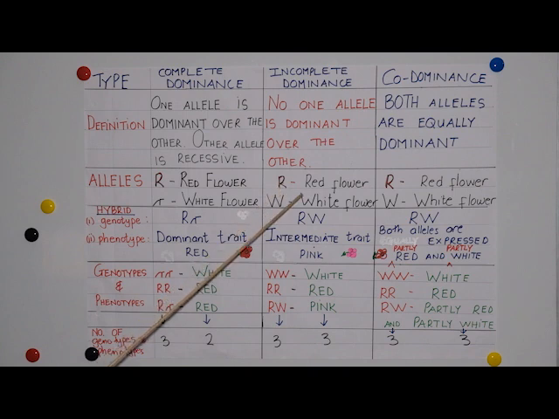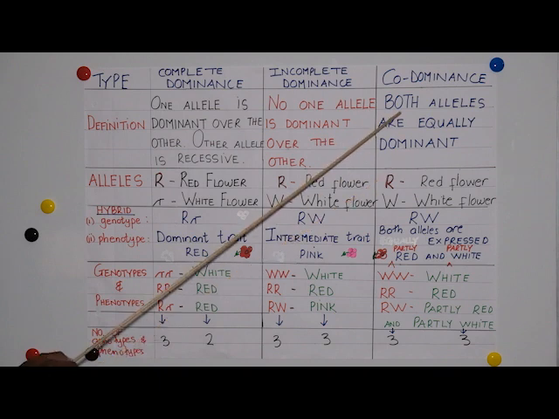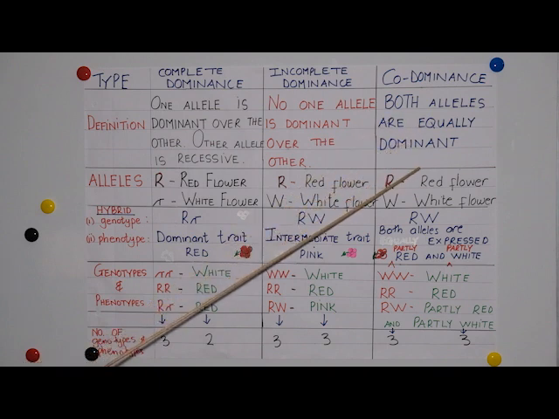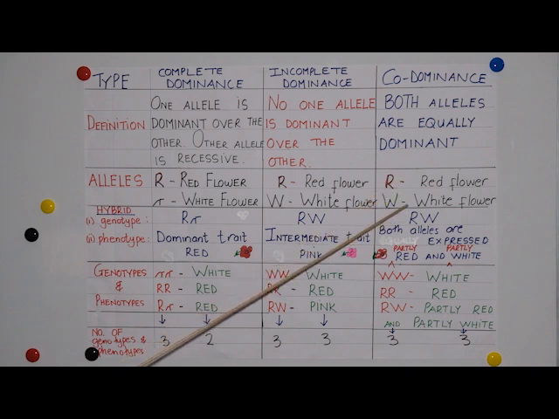Capital letter R for the red flower color and capital letter W to represent the allele causing white flower color. And the same with codominance. Since both alleles are equally dominant, we will also use both capital letters to represent the alleles for each flower color. Capital R for red flower color and capital W for white flower color.